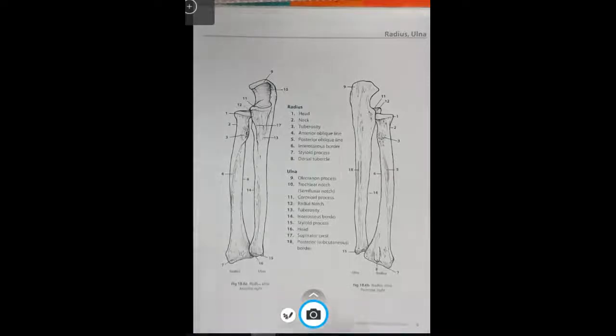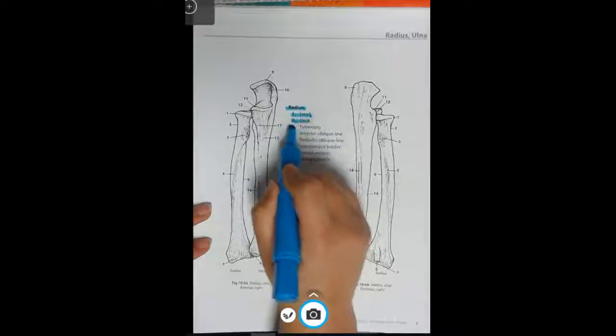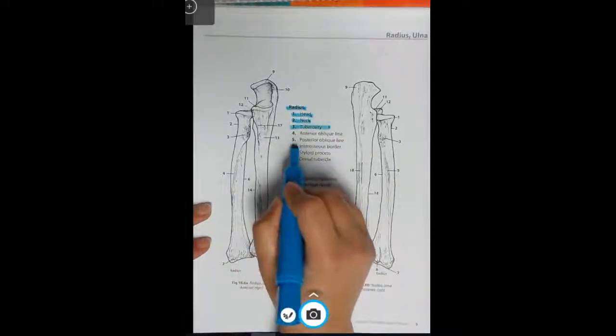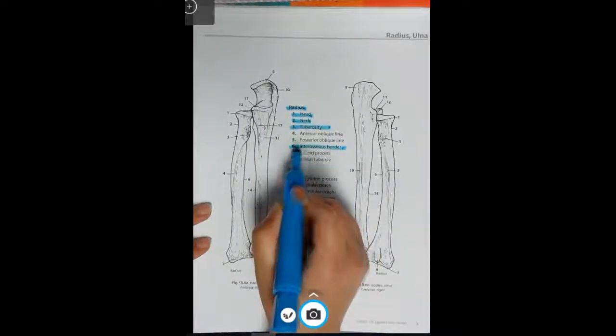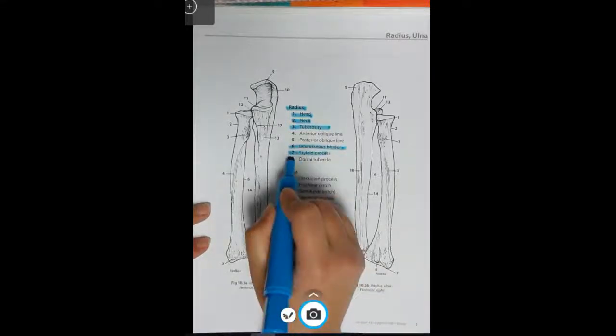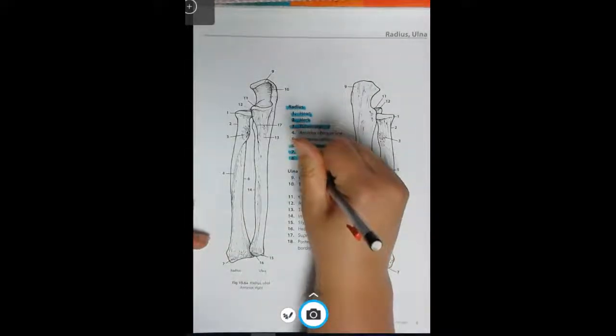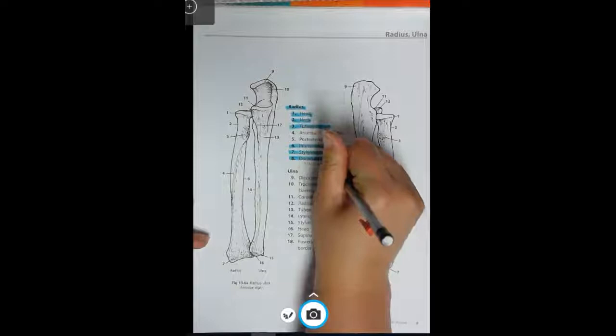So for the radius, we're going to do the head, neck, tuberosity, interosseous border, styloid process, and the dorsal tubercle, which is also the ulnar notch.